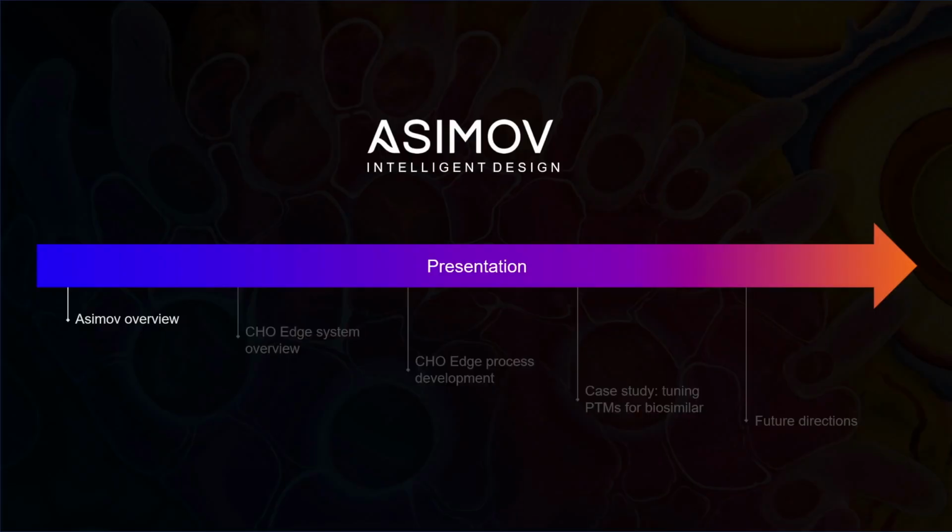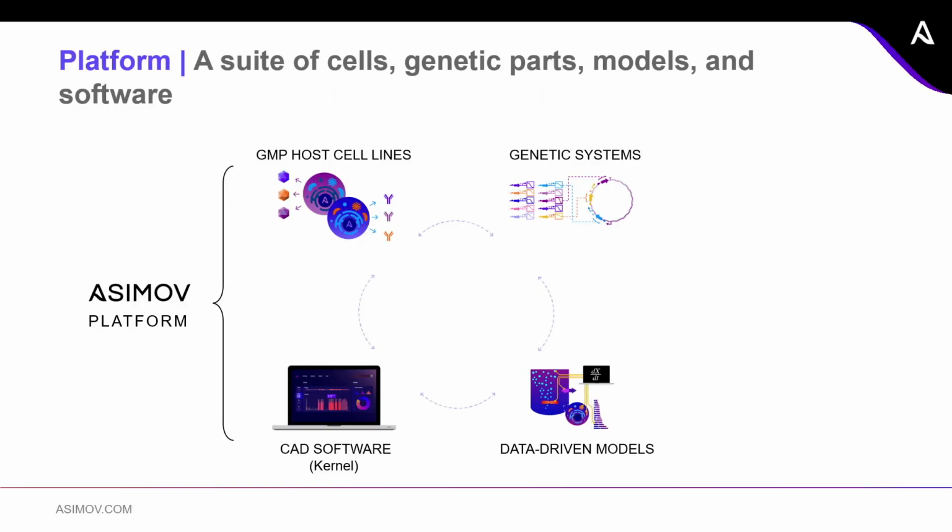Like I mentioned, I'll talk a little bit about the Asimov overview. What we're doing is developing a suite of cells, genetic parts, models, and software. It starts with our GMP host CHO-K1 GS knockout cell line. Then we're developing a comprehensive library of genetic parts so that we can understand how all these genetic parts perform within that vector sequence to predict how they'll actually work. Once we do that, we're developing data-driven models utilizing a lot of data from the cell line development to the process development stage so that we can figure out how these genetic parts actually fit into this whole ecosystem. And to generate all those terabytes of data, we're utilizing our computer-aided design software called Kernel.